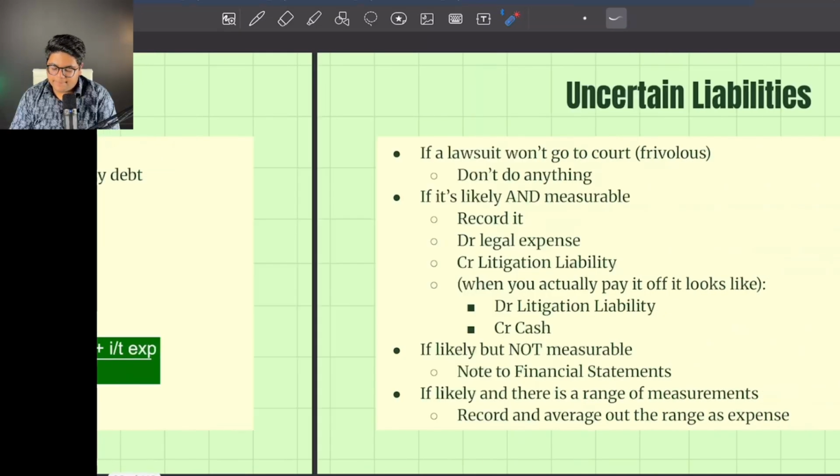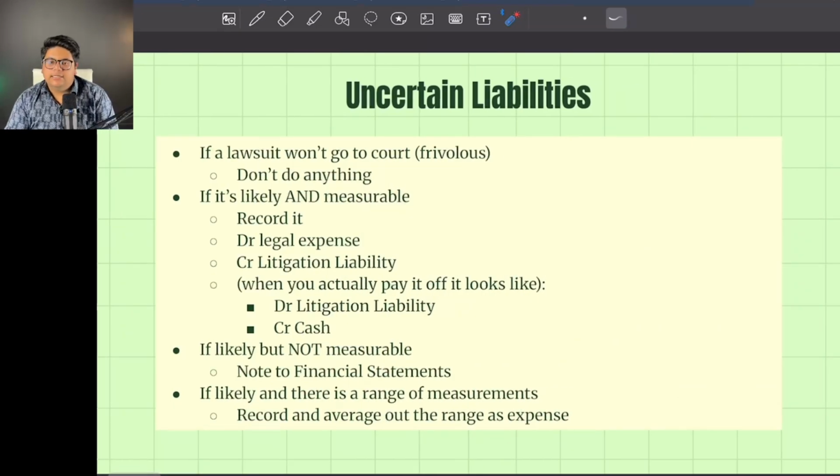So, uncertain liabilities, there are 4 scenarios. Basically, what an uncertain liability is: businesses get sued all the time. They need to be able to record for it. So if you know that someone is suing you, but it's so ridiculous, so frivolous, that it just won't go to court, you don't need to do anything because you know it's not going to happen at all. So no entry needs to be recorded.